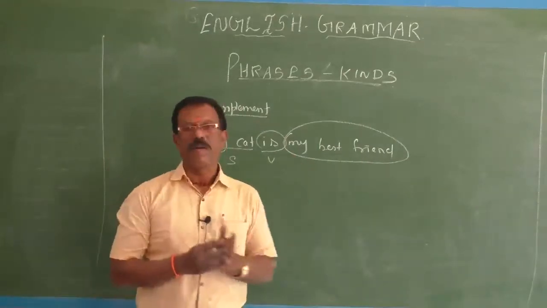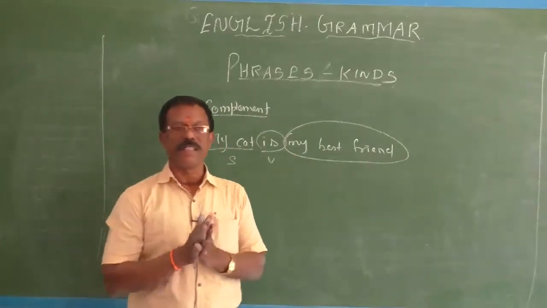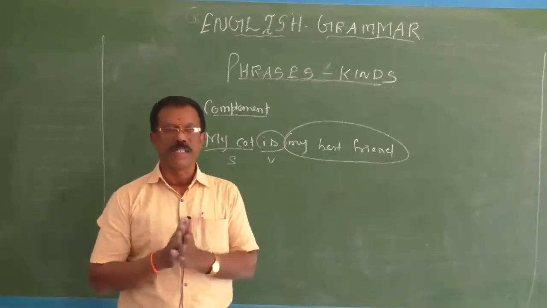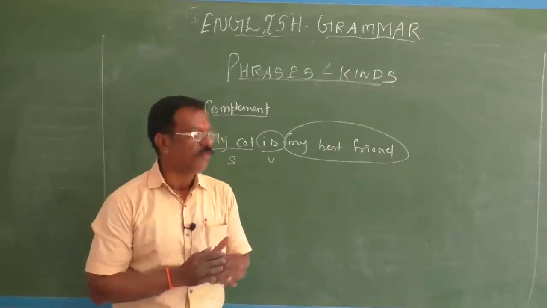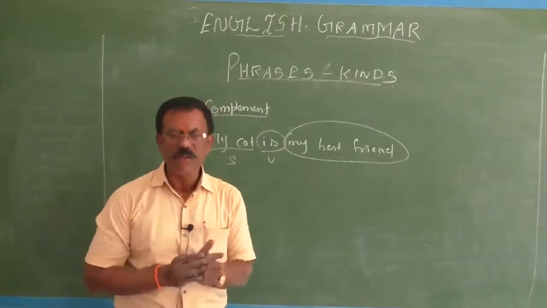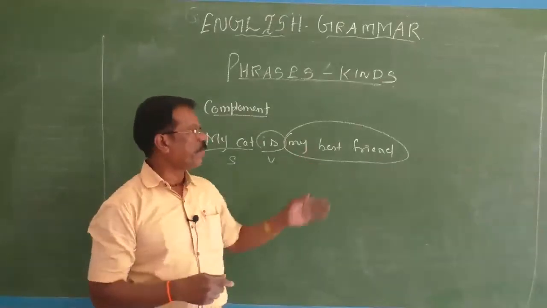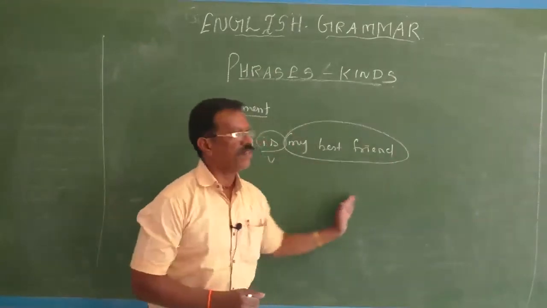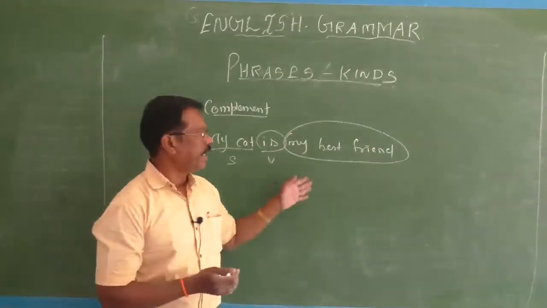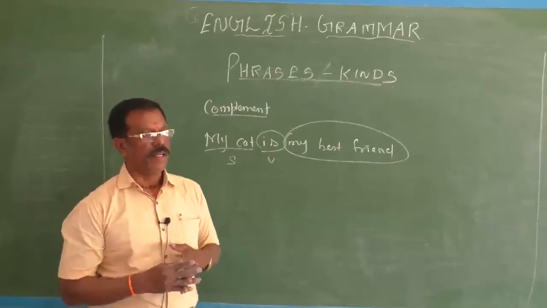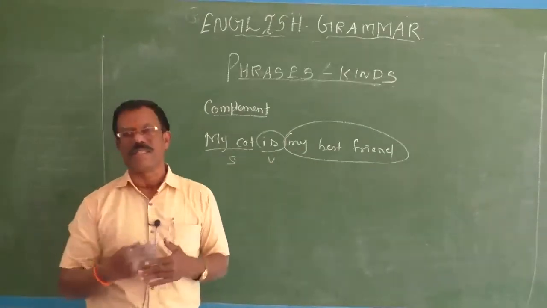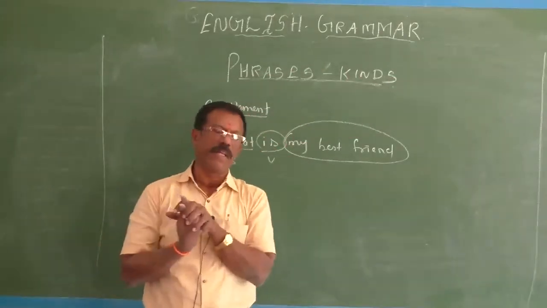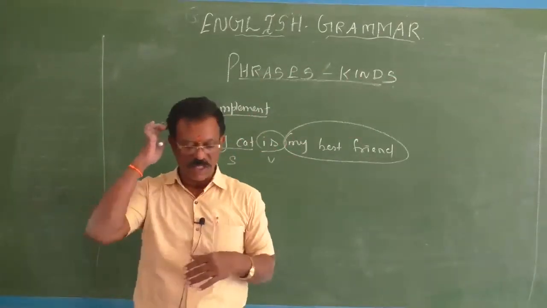Here my is a possessive. What is it? Is my a possessive noun, possessive pronoun, or possessive adjective? My is a possessive adjective. Very good. Best is an adjective: good, better, best. It is in the superlative form, and friend is a noun, the head word. So my best friend is a group of words, a noun phrase. Here it is used as a complement because it comes after the be verb to complete the sentence. So such a group of words that comes after the be verb to complete the sentence is called a complement.